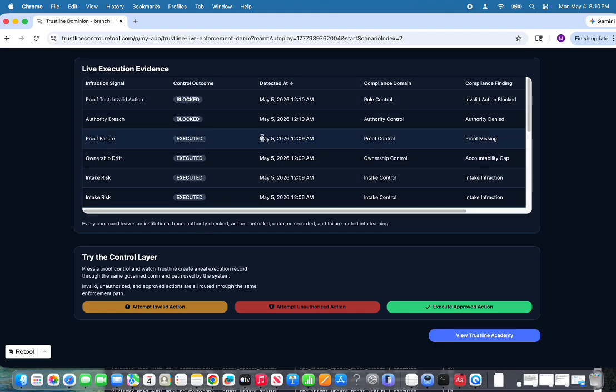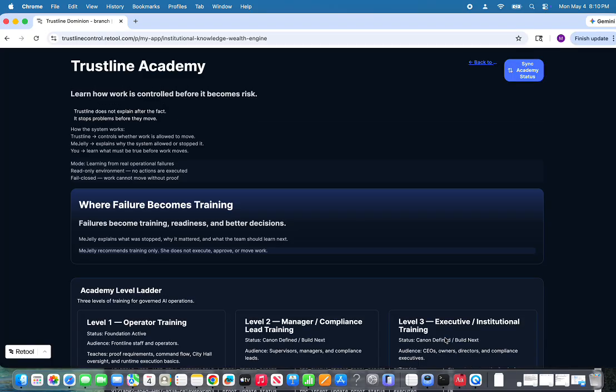But the AI does not execute. It does not approve. It does not move work. It teaches inside the boundaries Trustline enforces. The learning layers are organized by level and by role. Operators need to understand proof, rules, authority, and documentation. Managers need to understand patterns, gaps, and escalation. Executives need to understand posture, risk, readiness, and institutional control.